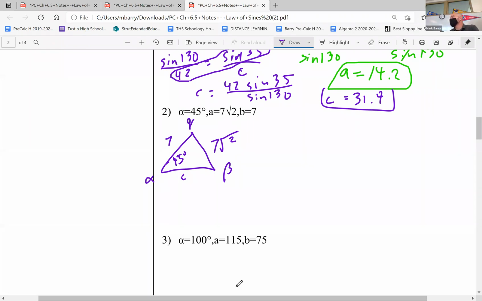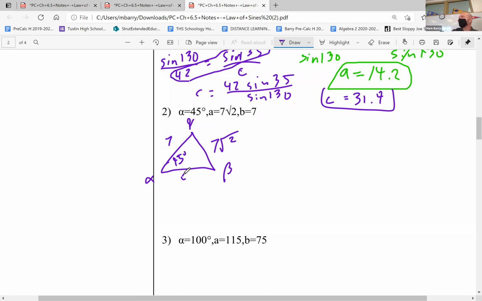Okay, so in number 1, the first thing we did was 180 minus the 2 angles that we knew to get the third angle. Can we do that here? No, because we don't know 2 angles, right? We only know 1 angle. So that's out.